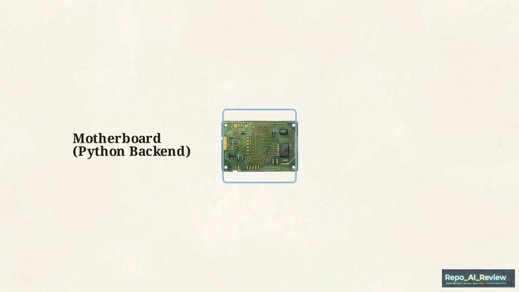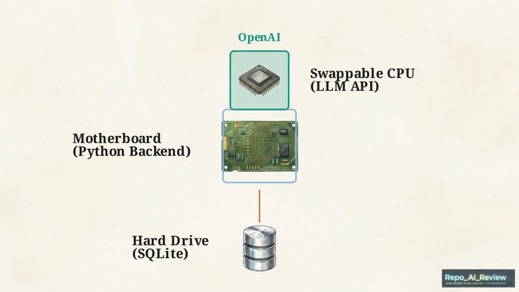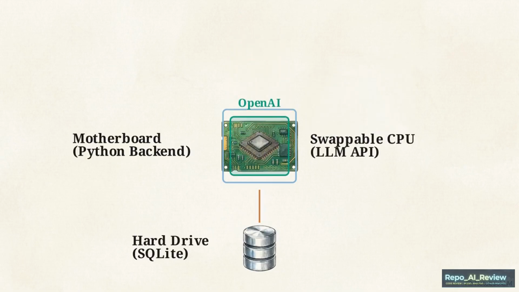Think of this architecture as hardware. The LLM API is a swappable CPU, the SQLite file system is the hard drive, and Python is the motherboard. You can swap providers, like OpenAI or Anthropic, while your persistent memory remains completely untouched.